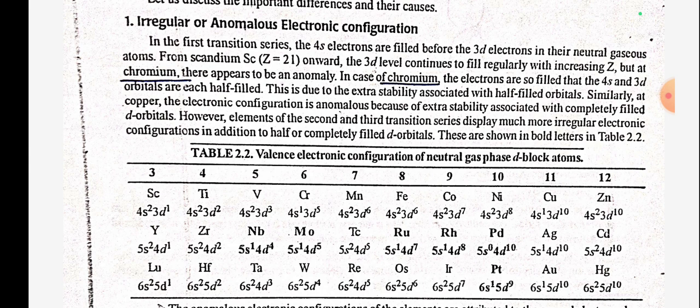In the first transition series, the 4s electrons are filled before the 3d electrons in the neutral gaseous atoms. From scandium onward, the 3d level continues to fill regularly with increasing Z, but at chromium, it appears anomalous. In the case of chromium, electrons are filled so that the 4s and 3d orbitals are each half filled. This is due to the extra stability associated with half filled orbitals. Similarly, at copper, the electronic configuration is anomalous because of the extra stability associated with completely filled d orbitals. However, the elements of the second and third transition series display much more irregular electronic configuration in addition to half or completely filled d orbitals.